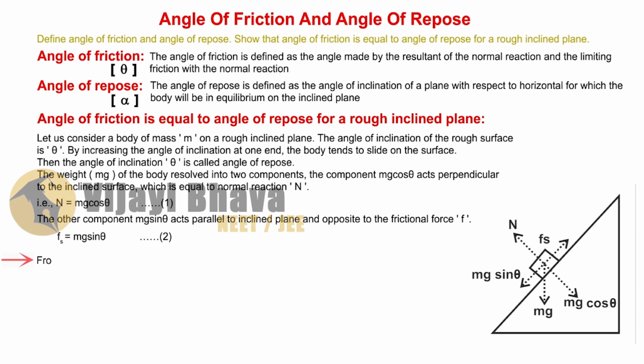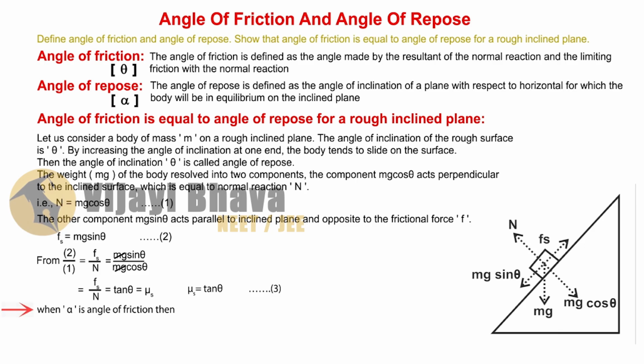Now, divide equation 2 by 1, we get F by N is equal to mg sin theta by mg cos theta. This mg and mg get cancelled. The remaining is F by N is equal to tan theta, which is equal to the coefficient of friction. Thus, mu is equal to tan theta. When alpha is angle of friction, then for the definition of coefficient of static friction, mu becomes tan alpha.